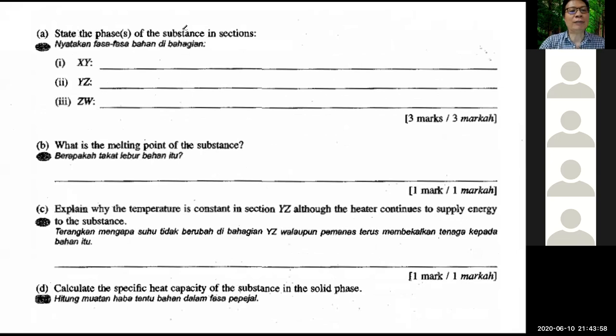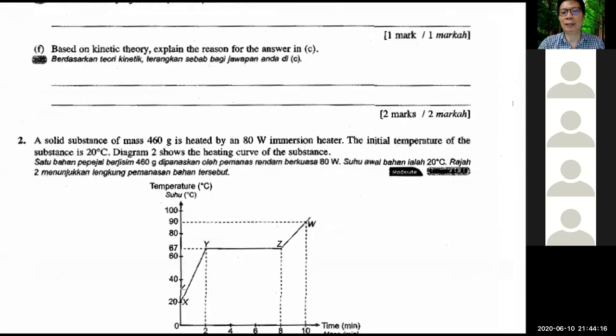State the phase of the substance. XY is what? YZ is what? ZW is what? Any idea or not? You see the graph? Okay, one more time, I'll show you the graph. Here, what state? Here is solid. Here, solid and liquid, half solid, half liquid. Here, all liquid. Correct or not?